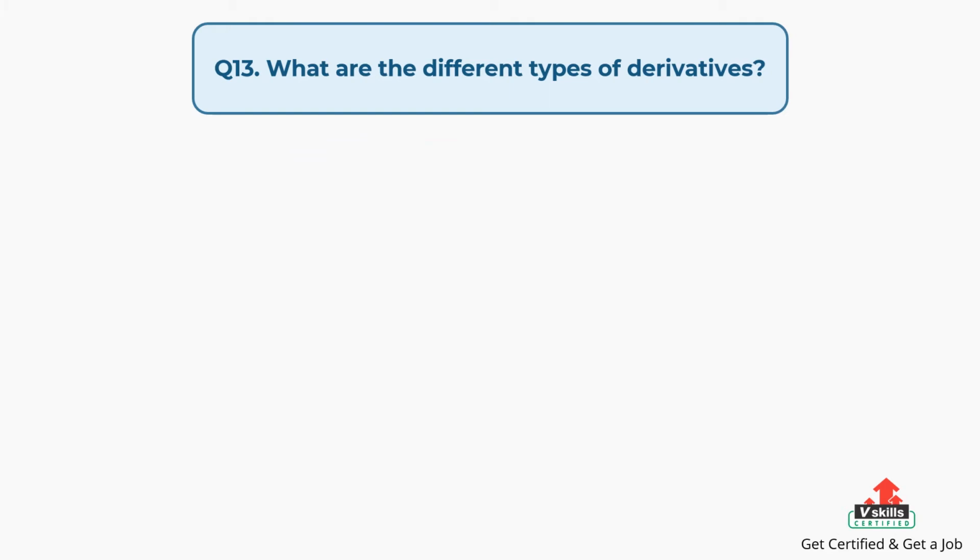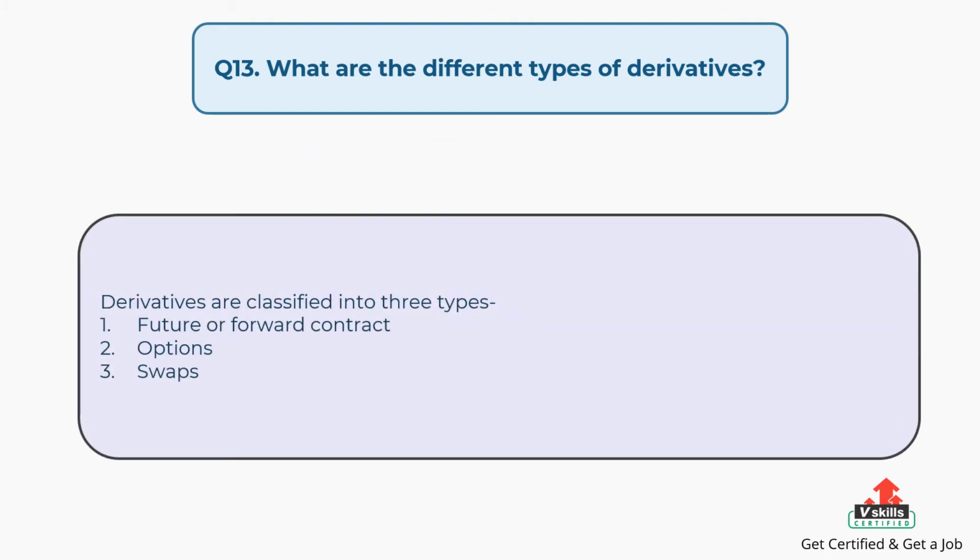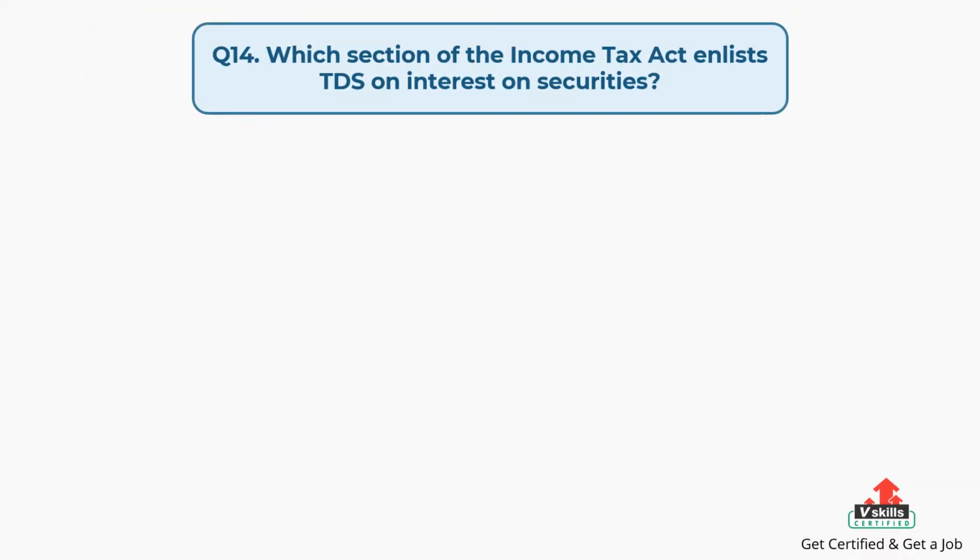Question number 13. What are the different types of derivatives? The answer is, derivatives are classified into 3 types. First, future or forward contract. Second, options. Third, swaps.